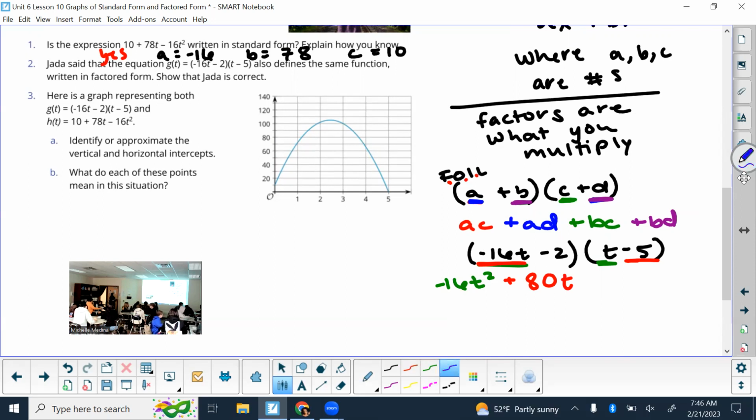Okay. Now we have to multiply the inner terms. So table 9, what are my inner terms? -2, or -2 and 2. And what's -2 times T? -2T. Okay, good.